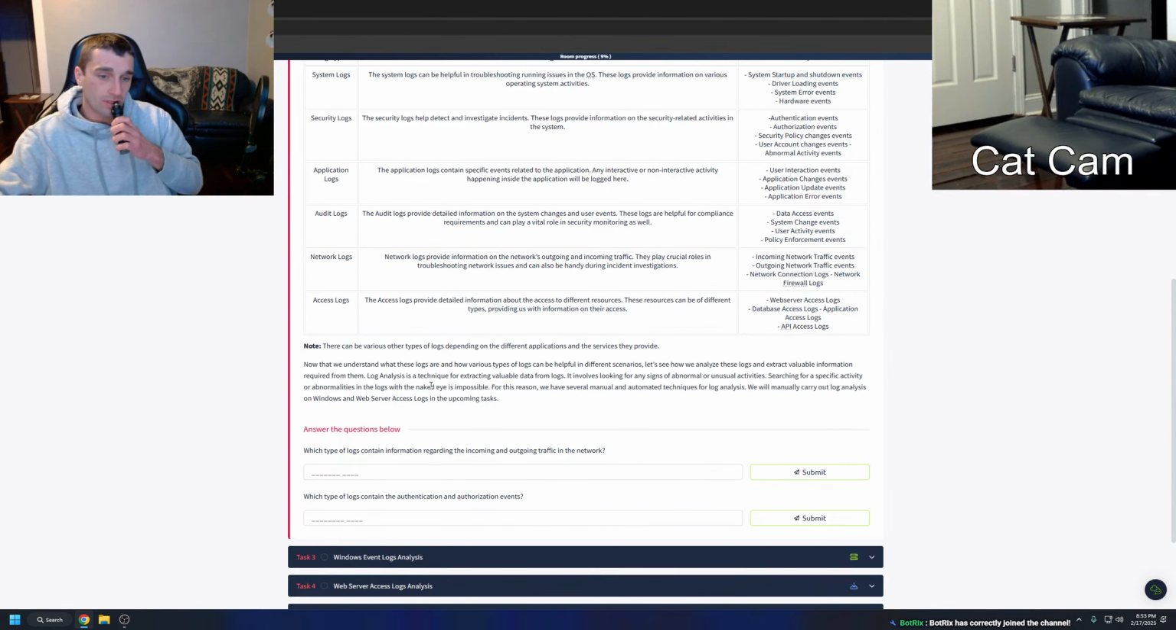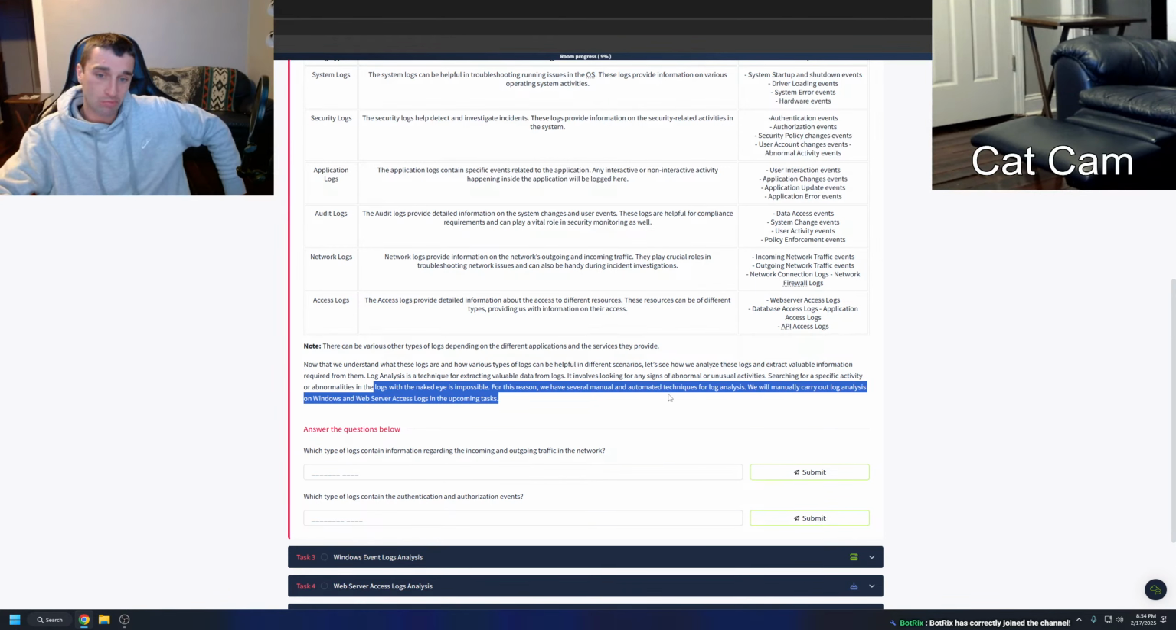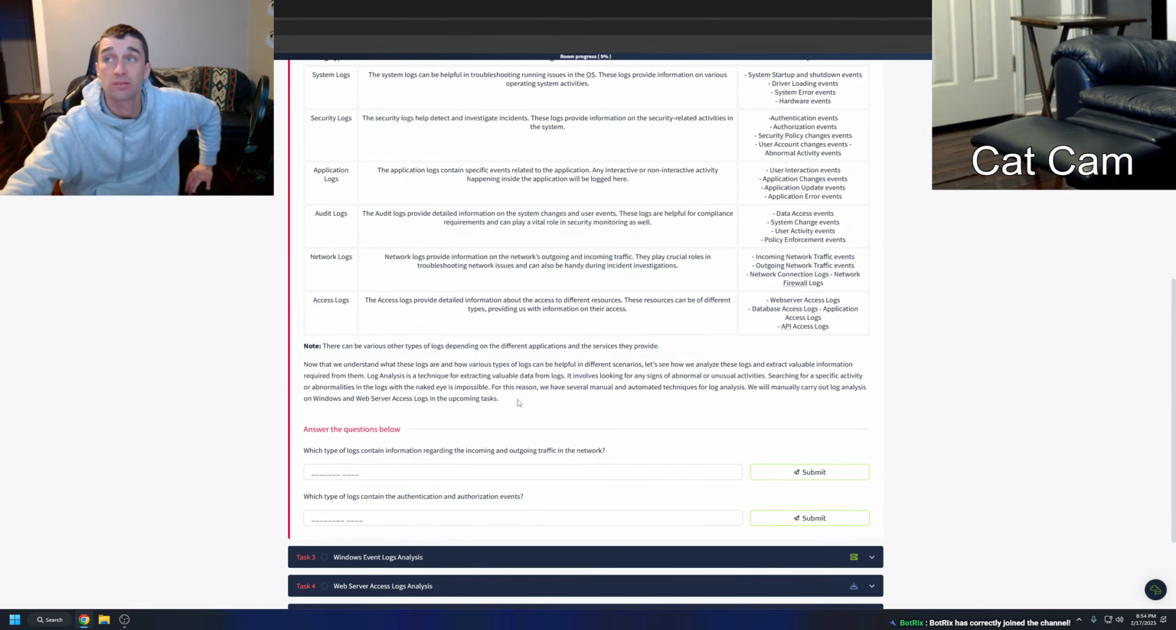Now that we understand what these logs are and how various types of logs can be helpful in different scenarios, let's see how we analyze these logs and extract valuable information from them. Log analysis is a technique for extracting valuable data from logs. It involves looking for any signs of abnormal or unusual activities. Searching for a specific activity or abnormalities in the logs with the naked eye is impossible. For this reason, we have several manual and automated techniques for log analysis. We will manually carry out log analysis on Windows and web server access logs in the upcoming tasks.